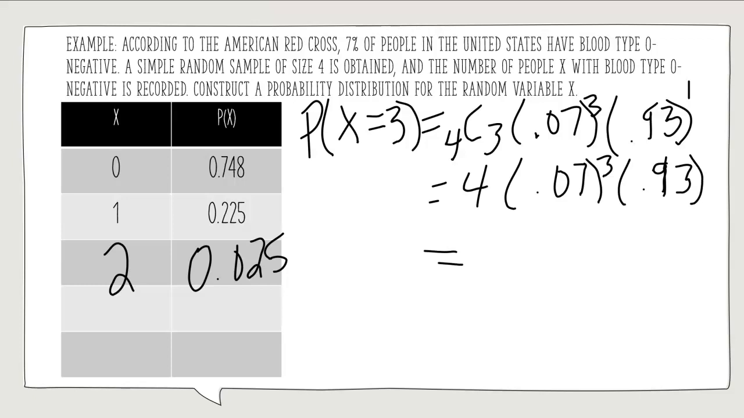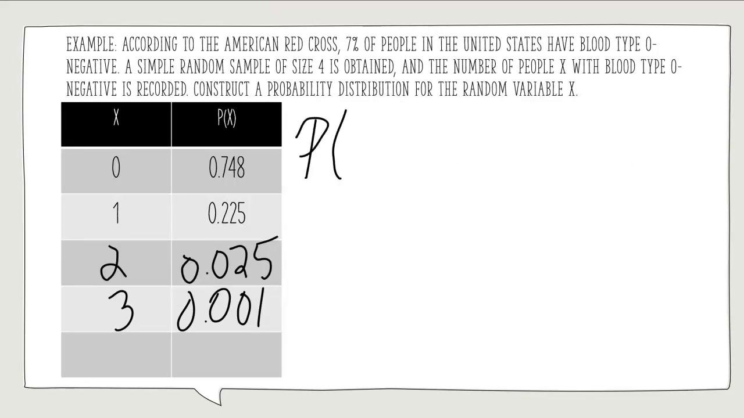If you put all of that in your calculator, 0.07 to the third, multiplied by 4, multiplied by 0.93, you get 0.001 if you round it to 3 decimal places. So 0.001 is what you get for x equal to 3.